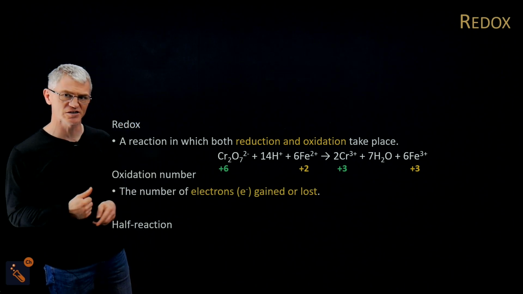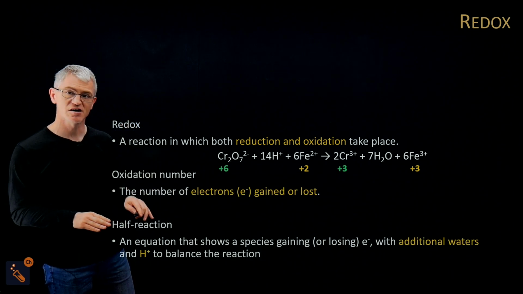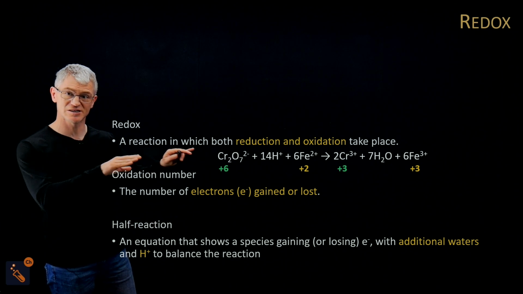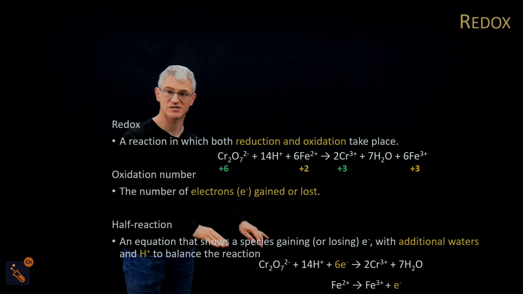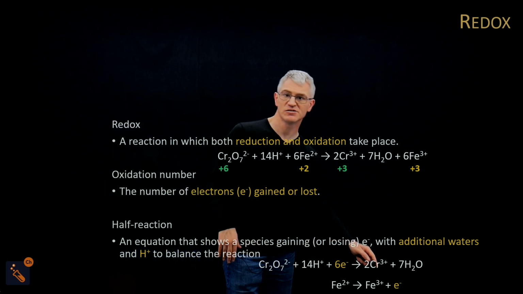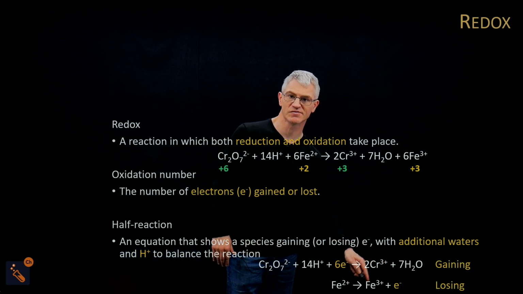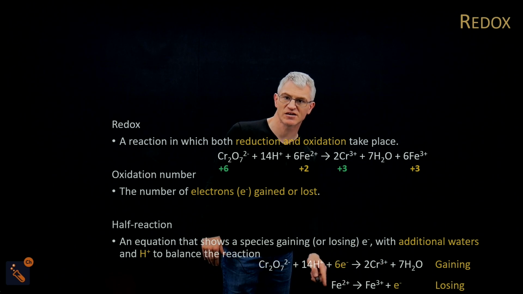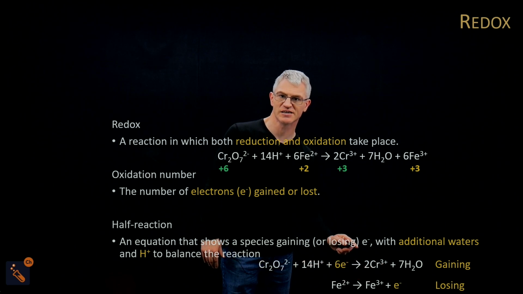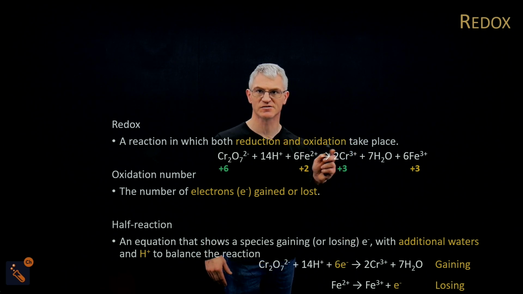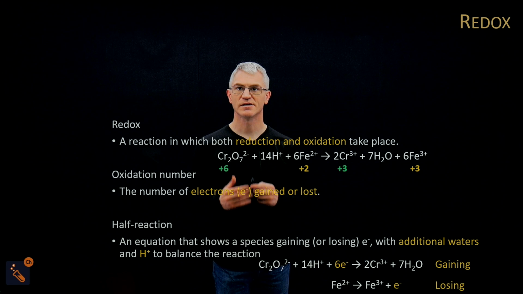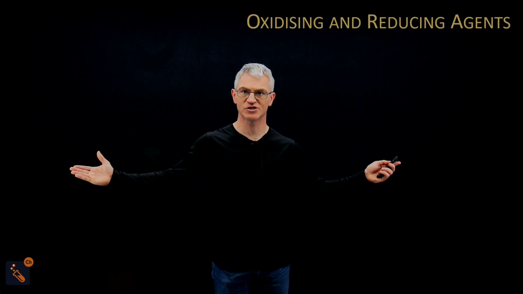Oxidation number is the number of electrons gained or lost, and the half equations are just this split into 2 halves, showing what's happening with each species, so the chromate and the iron. And you can see that you've got gaining and losing of electrons, and all we've done is just times this by 6 to get the electrons the same. If you times that by 6 and then combine the two, you would get this. Right. Let's move on to oxidizing and reducing agents.